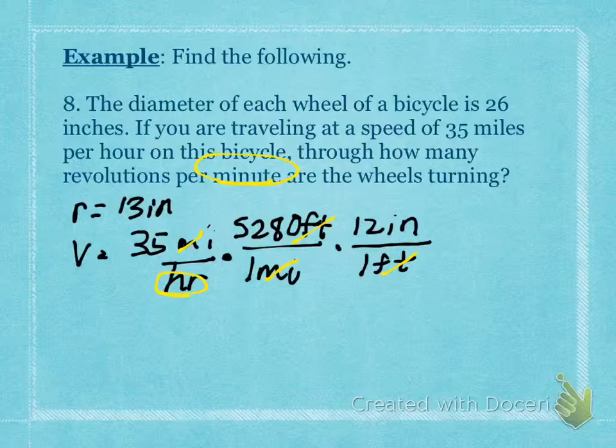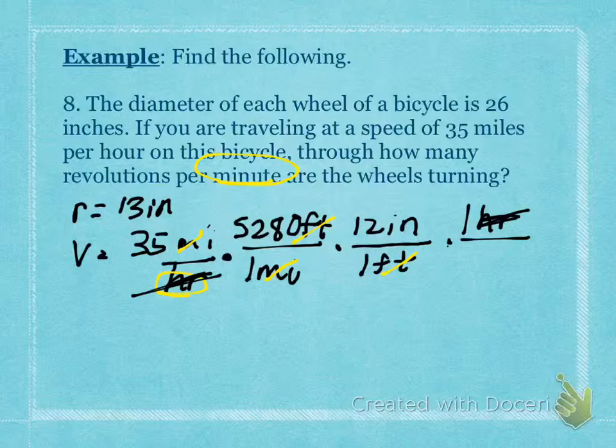So now I'm going to put my 1 hour on top, because I need it to cancel with the hour on the bottom over here. And how many minutes are in an hour? 60 minutes. So this is going to turn the speed of my bicycle into inches per minute instead of miles per hour. It's going to be a really large number compared to the 35. So grab your calculator. I want you to multiply 35 times 5280 times 12, all the way across the top, and then divide by 60 at the very end. Okay?